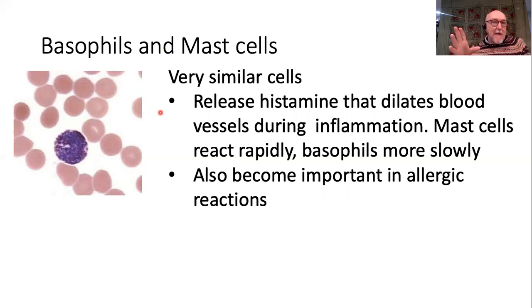Basophils have a similar action. They also release histamine substances like that, but they are long term. Basophils come in after, if that irritation or whatever lasts a long time, basophils come in. And so basophils become very important in long running situations like asthma, things like that, and also cause similar effects to the mast cells.